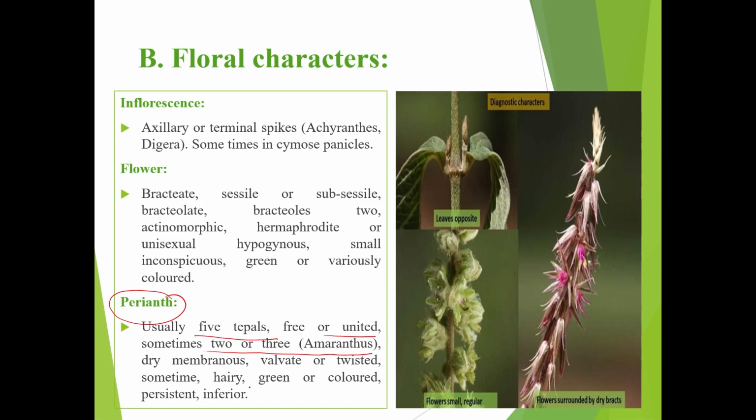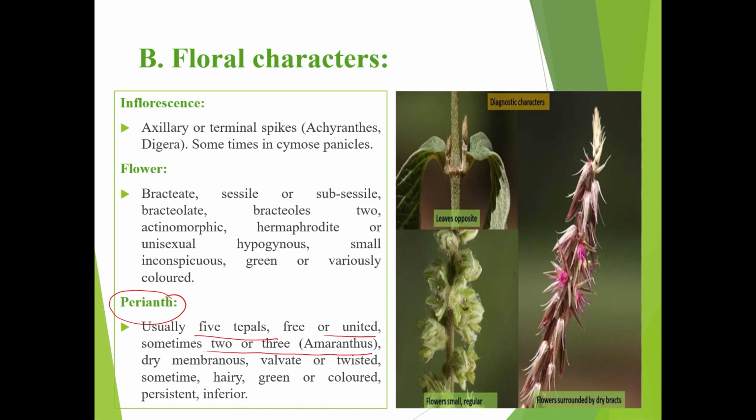They show valvate and twisted distribution, as you can see. These are the dry bracts. Then sometimes hairy or maybe green in color. Generally they are persistent, and the ovary is superior in this particular group of plants.